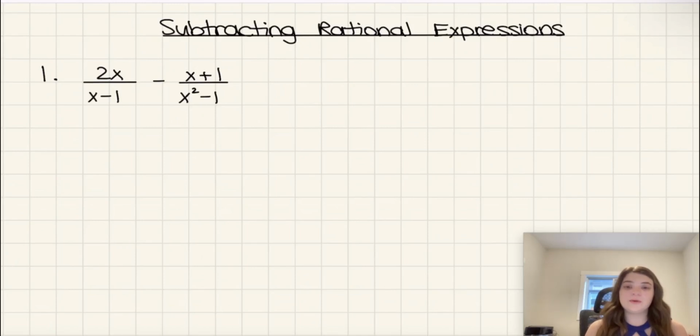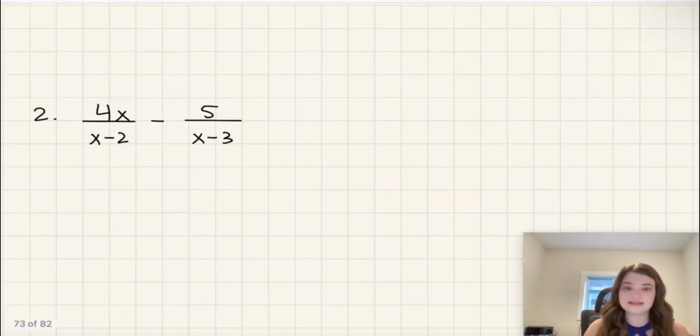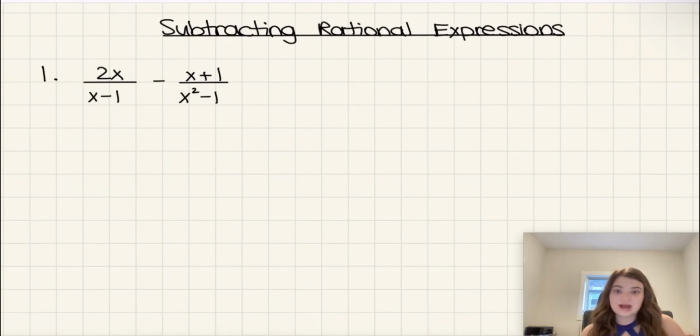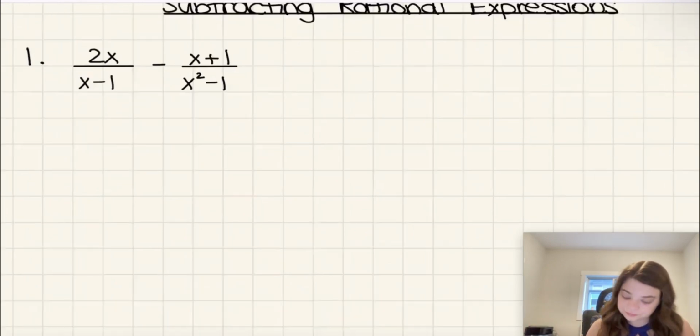So today we're going to be subtracting rational expressions. We'll do two examples. We'll do this first one and we'll also do the second one here. All right, so for the first one, the first thing as always that we need to do whenever we're adding or whenever we're subtracting rational expressions is we need to make sure the denominators are the same so we can combine the fractions into one.